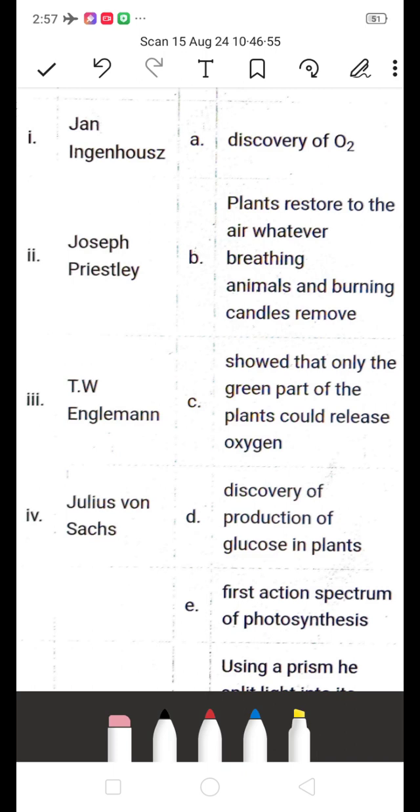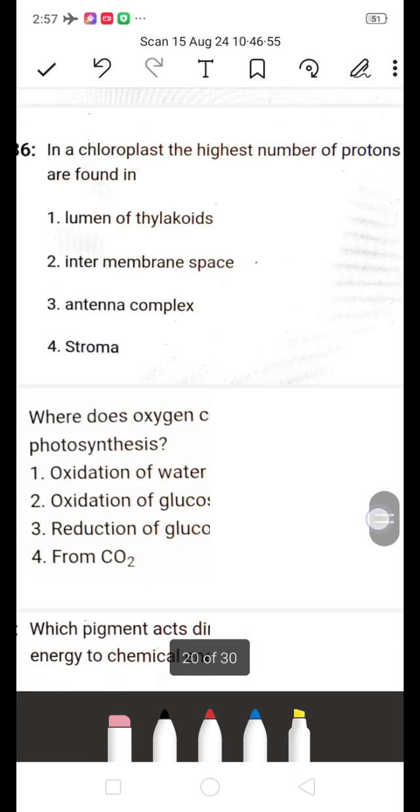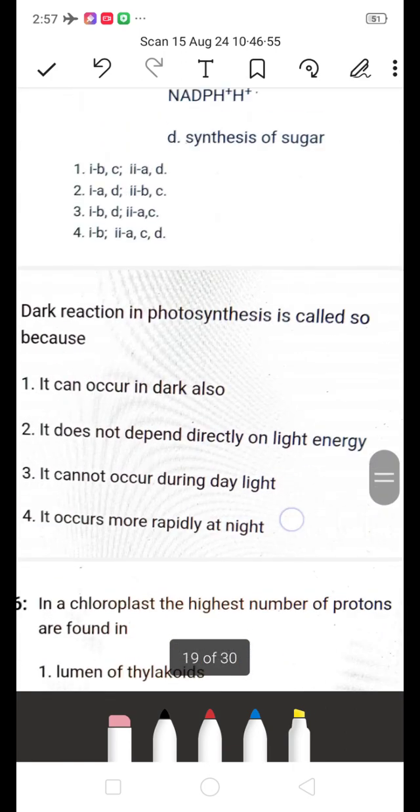Next one, discovery of O2 and plants restore the air; water-breathing animals and burning candles remove it, showed that only the green plant could release oxygen; and D, discovered production of glucose in plants; and first action spectrum of photosynthesis.